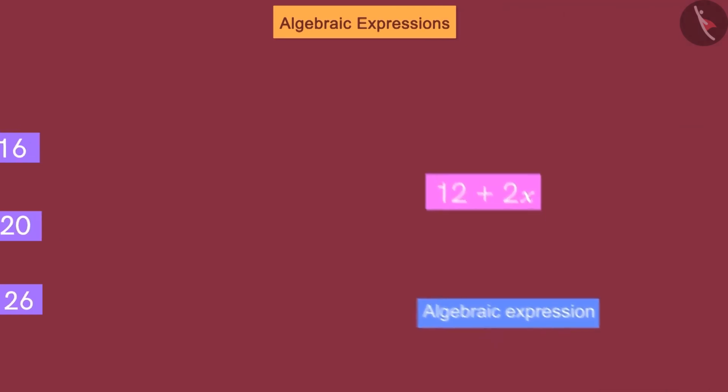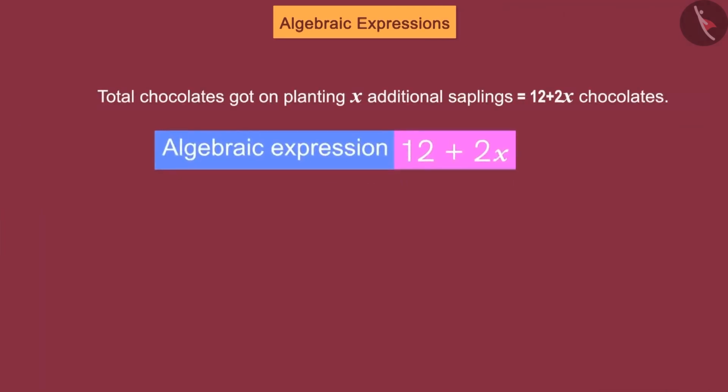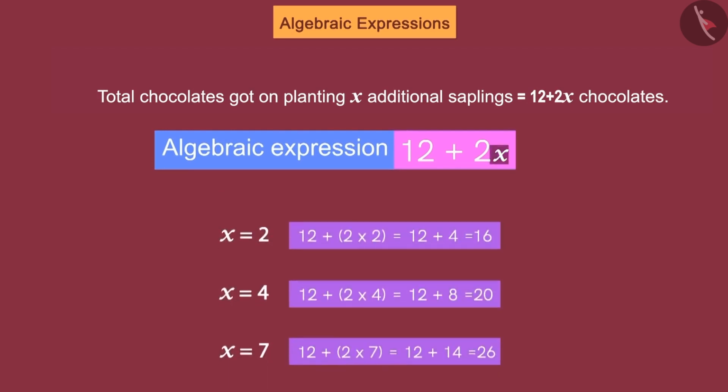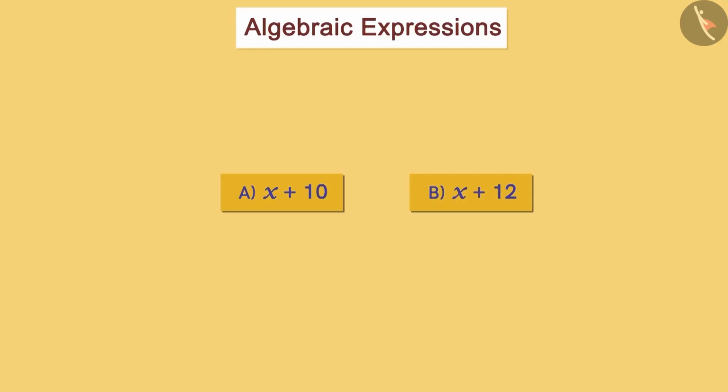So now, this expression makes it easy to find the number of chocolates that Raghu got. We have to place the number of additional saplings planted by Raghu in place of x. On the basis of the value of the variable x, the value of the expression will change. Let's understand some points about algebraic expressions.